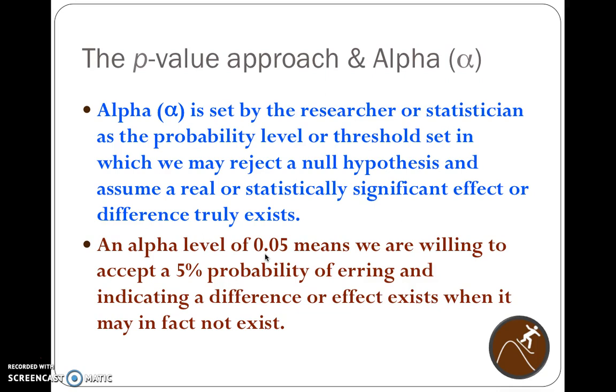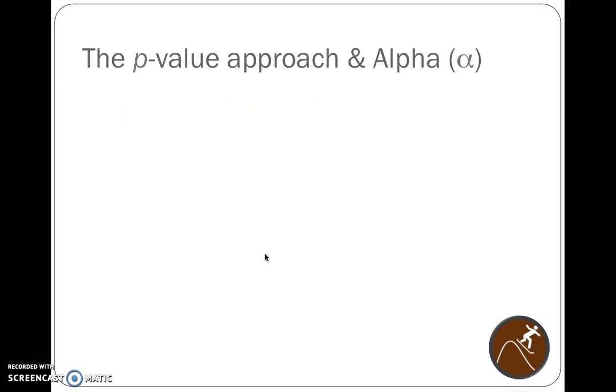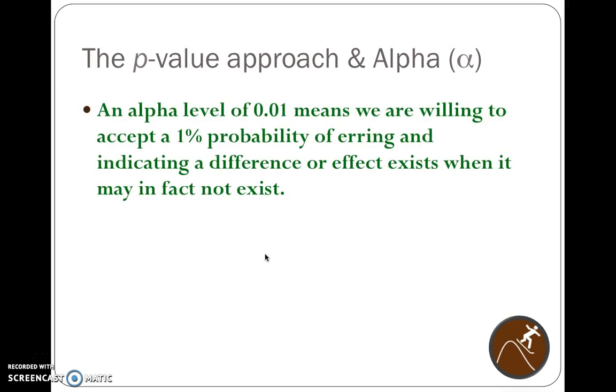So let's explore this alpha level a little further. Maybe we can make a little more sense of it. If we set an alpha level of 0.01, that means that instead of being willing to accept a 5% probability of erring, we're willing to accept a 1% probability of erring, indicating that a difference or an effect exists when, in fact, it may not exist.